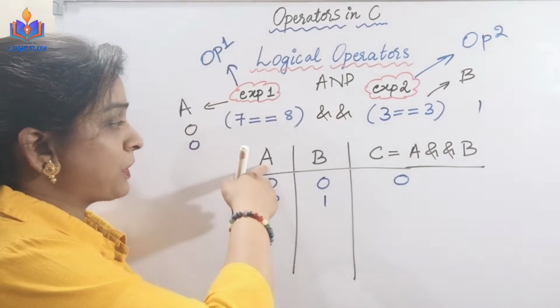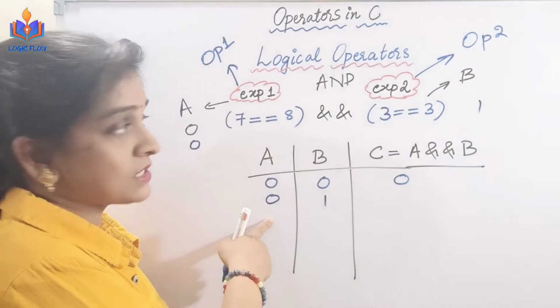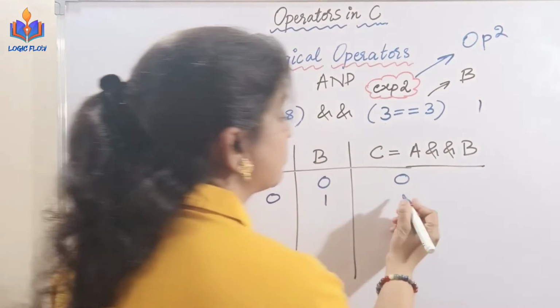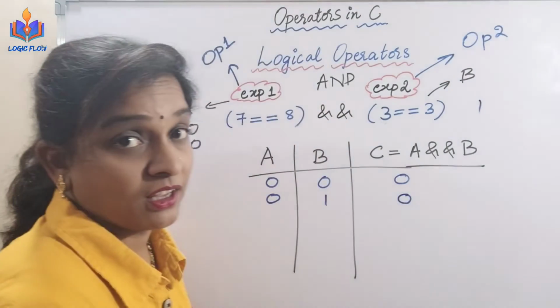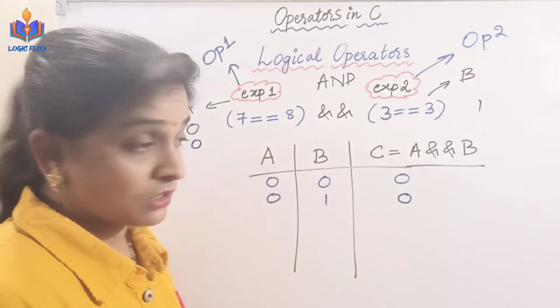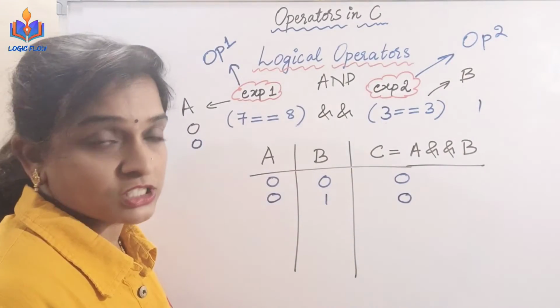The first expression result is false. The second expression result is true. So my output is false only, because AND says I want all the conditions to be satisfied. One condition has gone wrong there. So my output will be false.